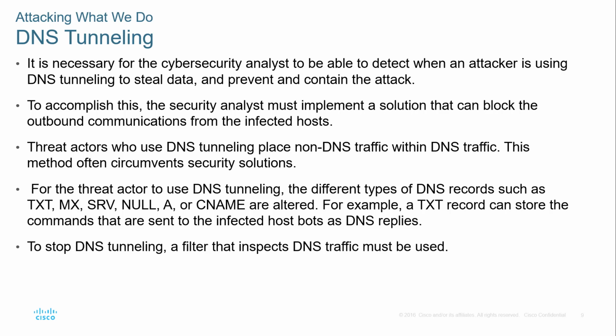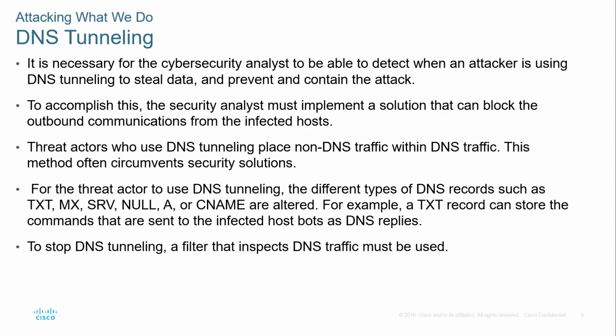To accomplish this, an analyst must implement solutions that can block outbound communication from infected hosts. Basically, the threat actor will use DNS tunneling, placing non-DNS traffic within DNS traffic. You'll hide traffic and mask it as DNS traffic. This method often circumvents security solutions because DNS traffic might be legitimate. So doing something like deep packet inspection may slow the network, but it verifies inbound and outbound packet types.